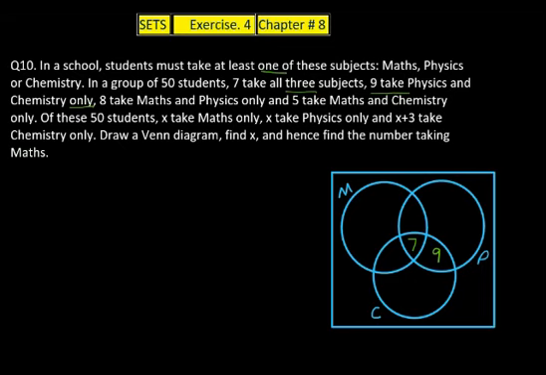In sets, these words are playing the crucial part. If you ignore these words, it is highly possible you will do the question wrong. See that word, only, guys. So 9 take physics and chemistry only. It means you are just looking for the portion of this diagram which is the intersection purely between P and C, physics and chemistry, which is this one.